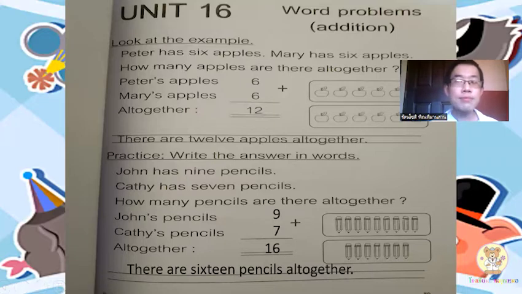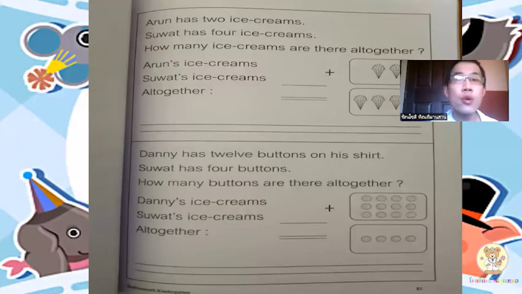Okay, everybody, next page. Arun has 2 ice creams, Suwat has 4 ice creams. How many ice creams are there altogether? So Arun has 2 ice creams, but Suwat has 4 ice creams. So you need to write the number over here. Arun's ice creams equals 2, right? But Suwat's ice creams equals 4. So we need to bring number 2 plus number 4 altogether equals 6, right? 2 plus 4 equals 6.